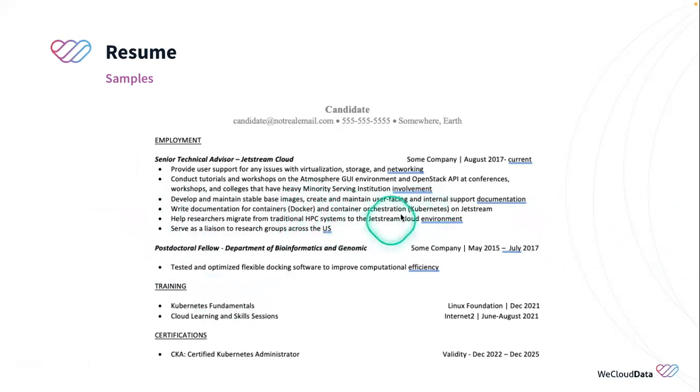Container technologies are mentioned here. So servers, helping administer, maintain servers, virtualization, that IT stuff. Interestingly, they come from a biomedical science background. You'll see later, they have a PhD. They have certifications here, a Kubernetes certification.